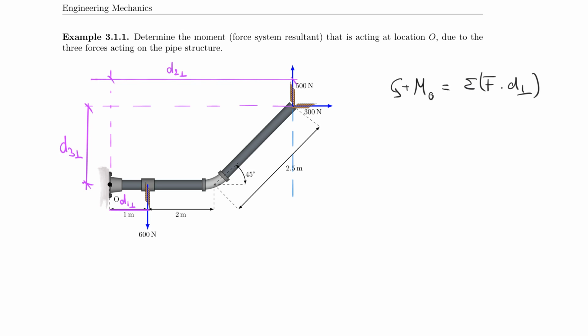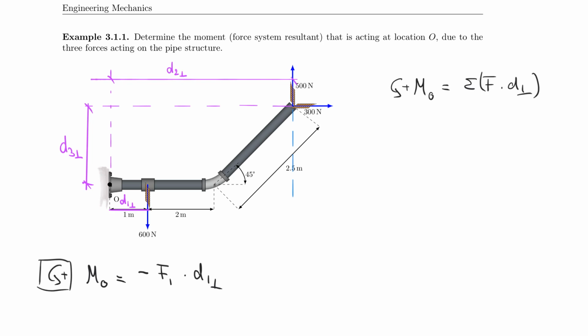So first of all, my M about O is equal to F1 times D1 perpendicular. Now that turns clockwise, therefore it's negative. Remember that moments are defined counterclockwise positive. And by the way, this is not part of the equation, so therefore I leave that out.